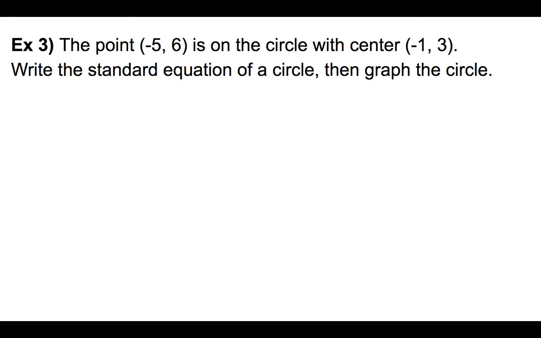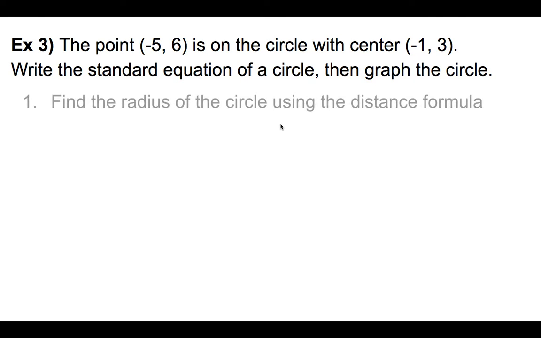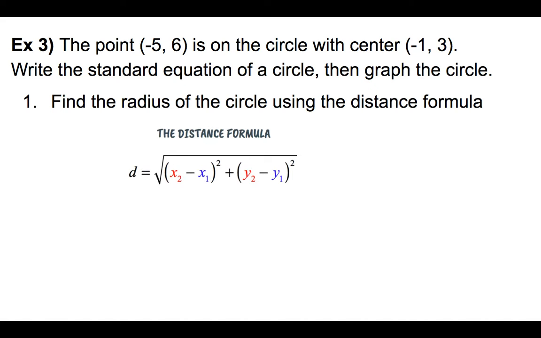However, given that we have a point on the circle and where the center is, we can calculate what the radius is using the distance formula. So we're going to use the fact that the distance between 2 points is the square root of the quantity of x sub 2 minus x sub 1 squared plus the quantity of y sub 2 minus y sub 1 squared.